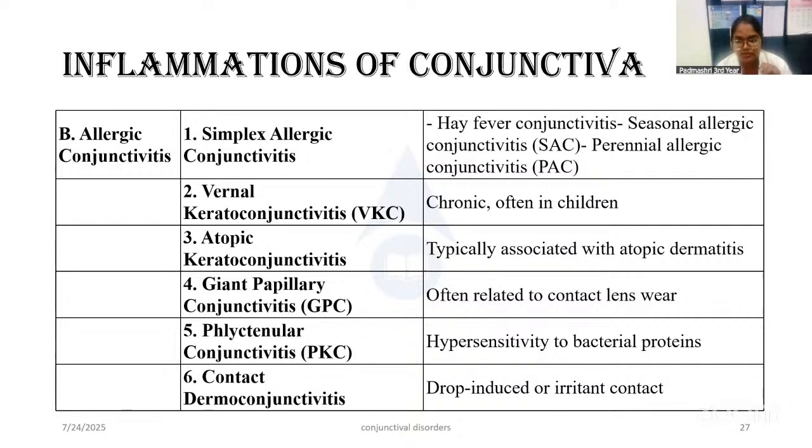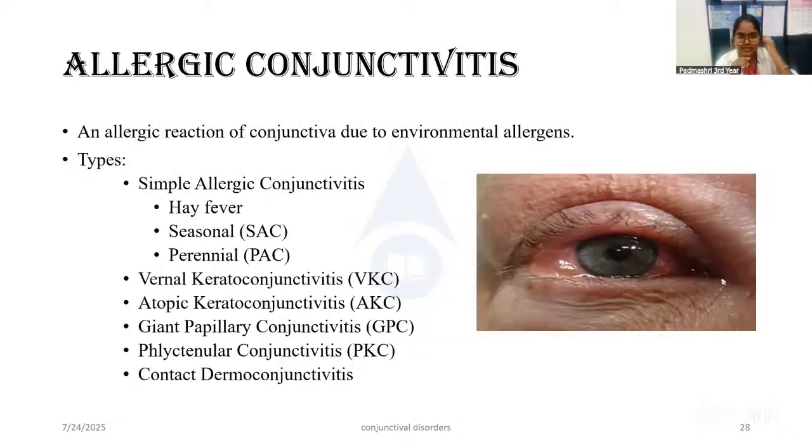Vernal conjunctivitis is often chronic and it is also common in children. Atopic keratoconjunctivitis is typically associated with atopic dermatitis. Giant papillary conjunctivitis is often related to contact lens wear. Phlyctenular conjunctivitis is a hypersensitivity to bacterial proteins. Contact dermatoconjunctivitis is a drug-induced or irritant contact reaction. Allergic conjunctivitis is an allergic reaction of the conjunctiva due to environmental allergens. So these are the types we have seen in the previous slide.